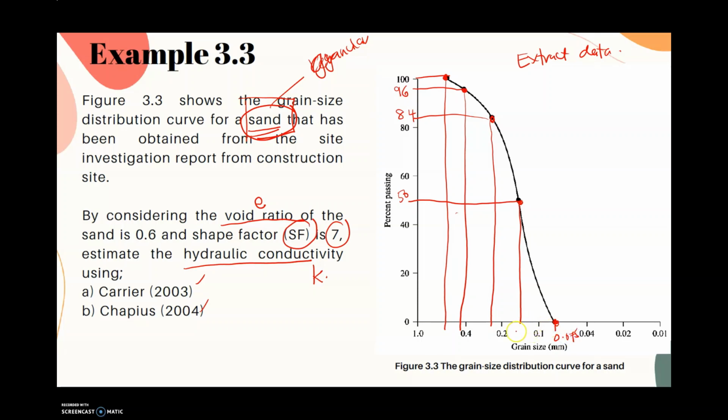0.075 here. Okay, and this one is maybe 0.15. This one is maybe 0.25, 0.4. This one, let me check first, 0.425, and this one may be around 0.6. Okay, so you will get the data. The exact data is X in mm, and Y should be in percent.